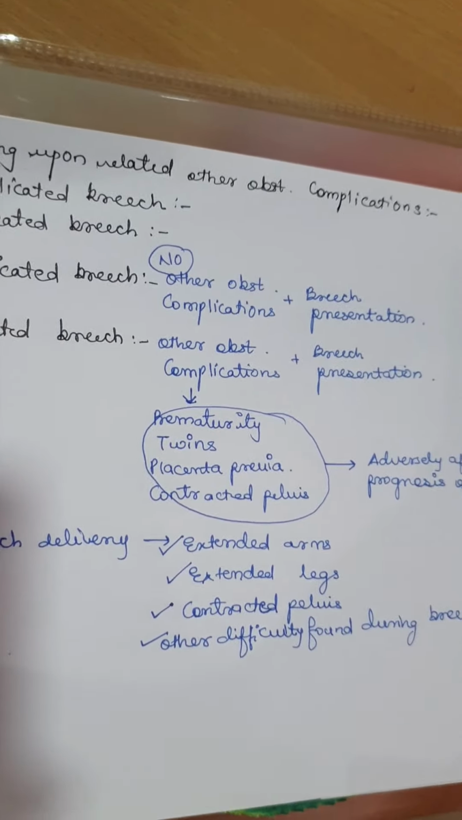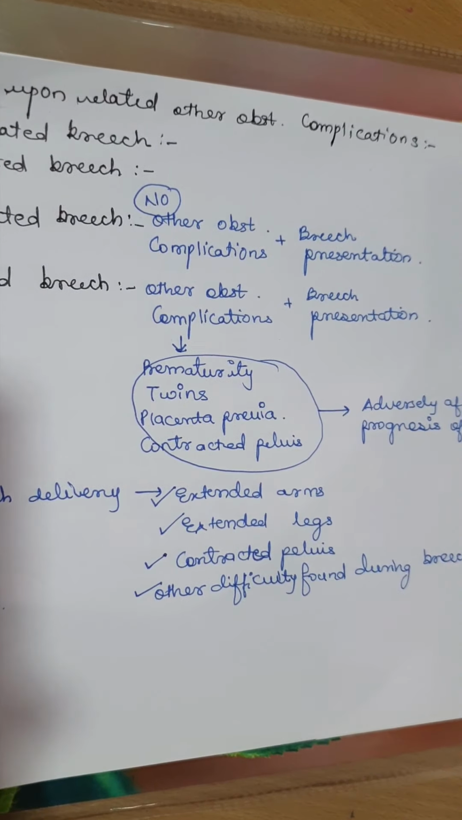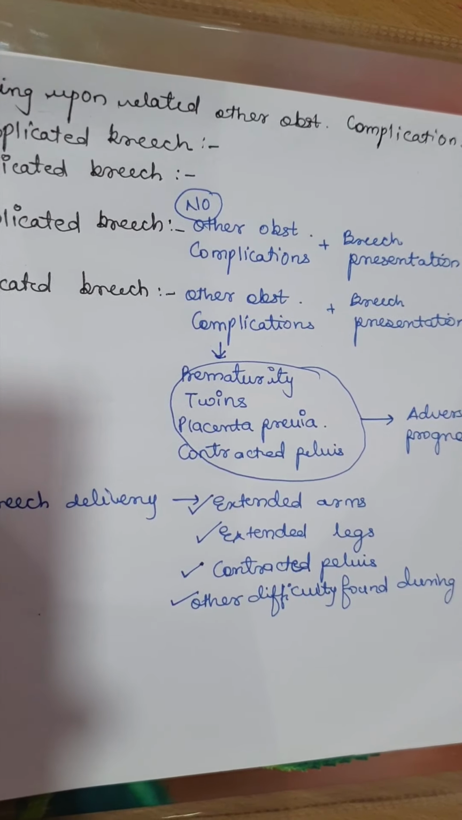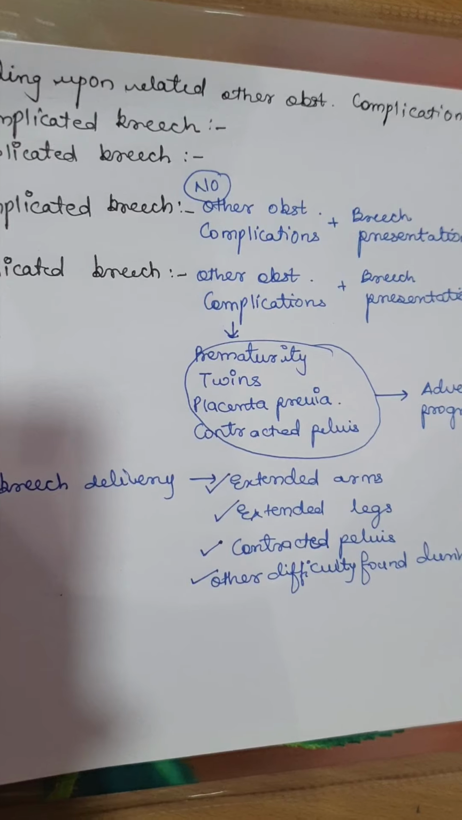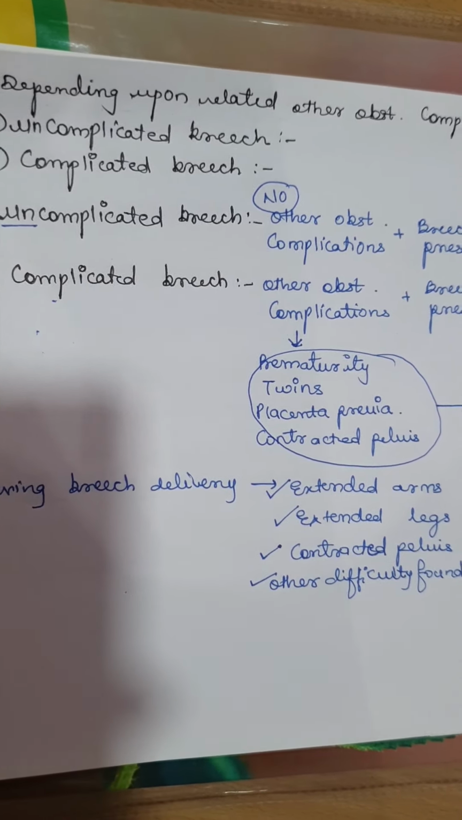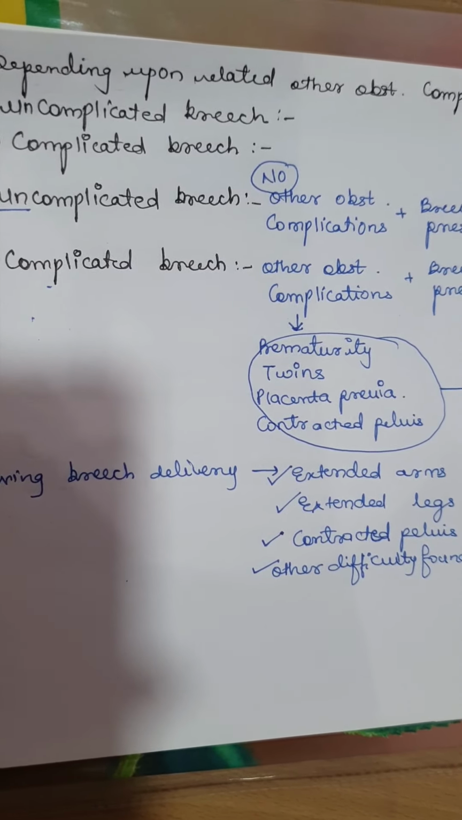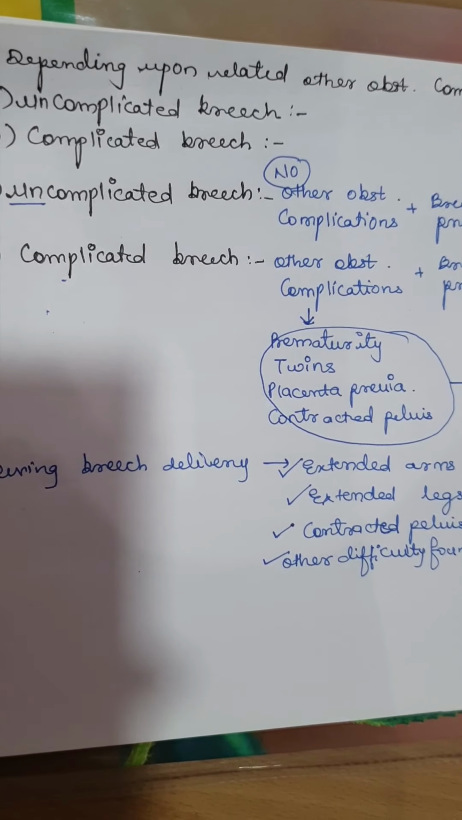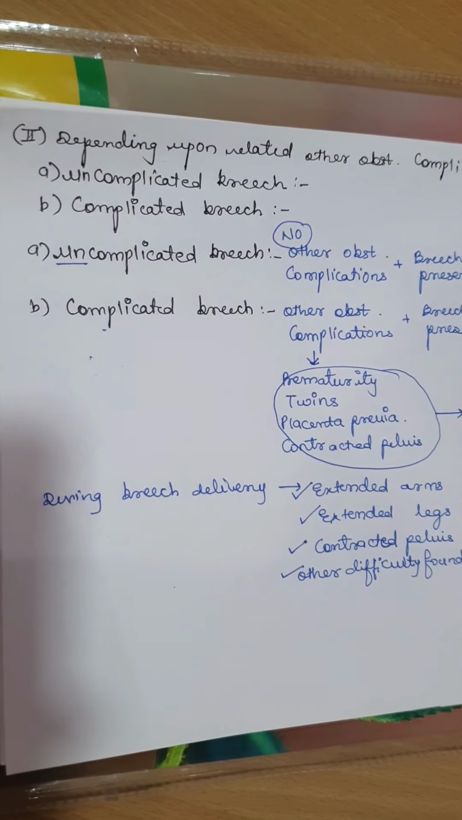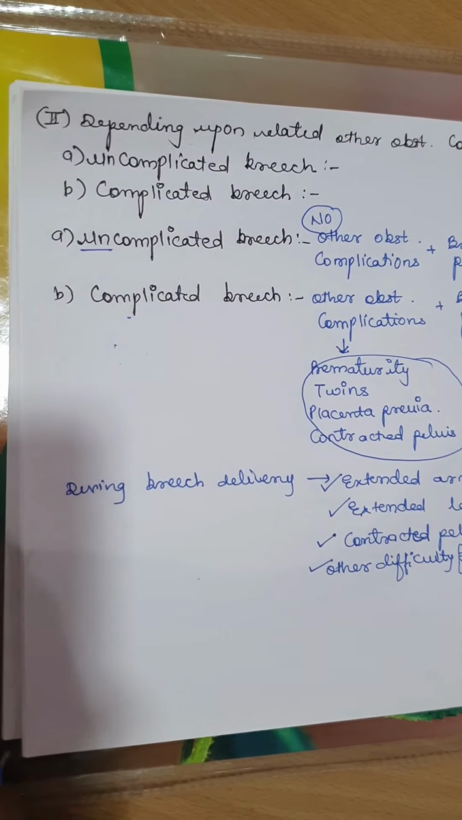So these were the classifications of the breech delivery. The first one is depending upon the flexion and extension of the knee joint and the hip joint, which is classified into complete breech and incomplete breech. Again, the incomplete breech is further divided into 3 subtypes: first is the breech with extended legs, footling presentation, and knee presentation. And this was the second classification depending upon the related other obstetric complications, that is the uncomplicated breech and complicated breech.